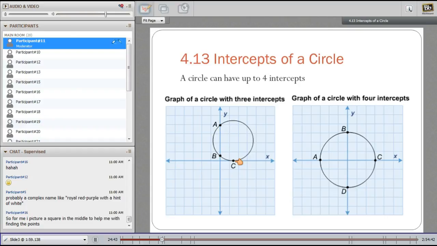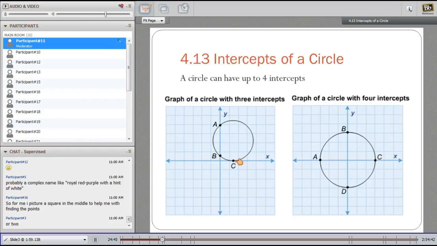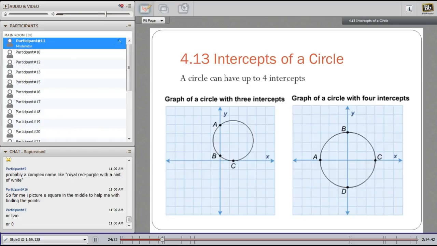Yeah, that works, Delia. Yep, right, Tristan. I thought I had that on the slide, but I guess I don't. But you're right. So we could have up to 4, but you could have 3, you could have 2, or you could have 0. Excellent.